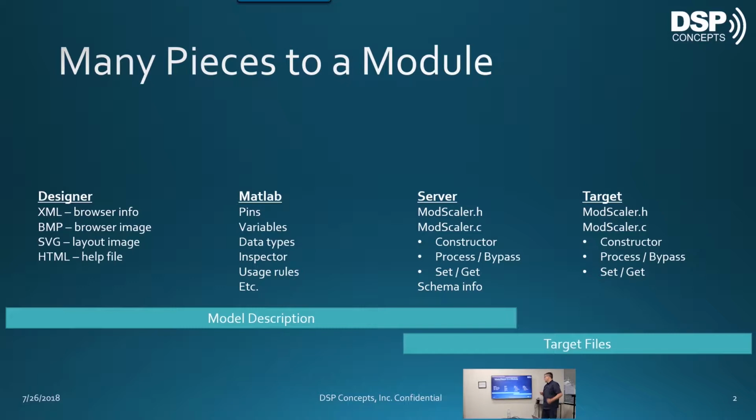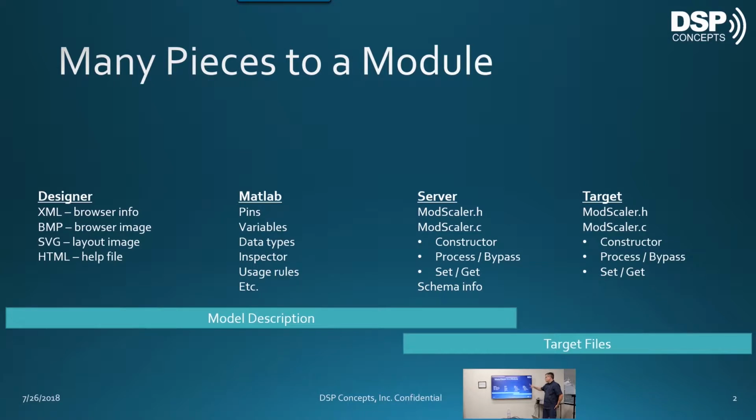Okay, and then there's also corresponding C code that gets executed. So each module is in its own .c file, and then we'll group a whole bunch of modules together in different libraries. Okay, so for each C file, there's also a corresponding header file, and in the C file, you'll see that there's a constructor function which does memory allocation. There's a processing function, a bypass function, and then some control functions for get and set.